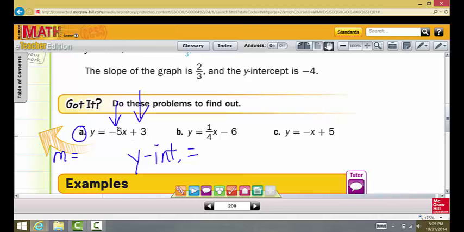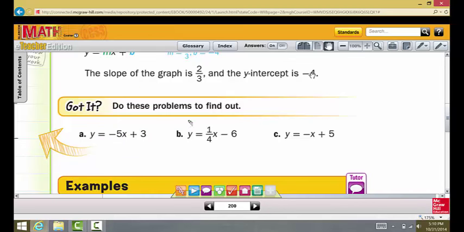So our slope is the coefficient of X, and the coefficient of X is negative 5. Don't forget the negative. And the Y-intercept is at positive 3, so we're just going to write 3. So that is our solution to letter A.